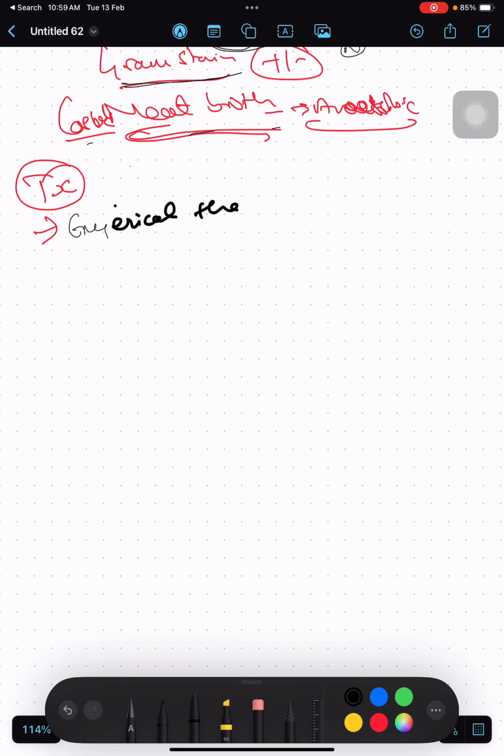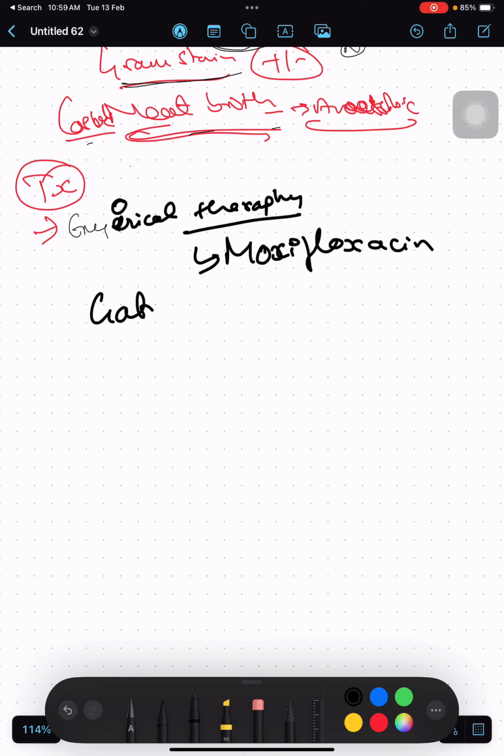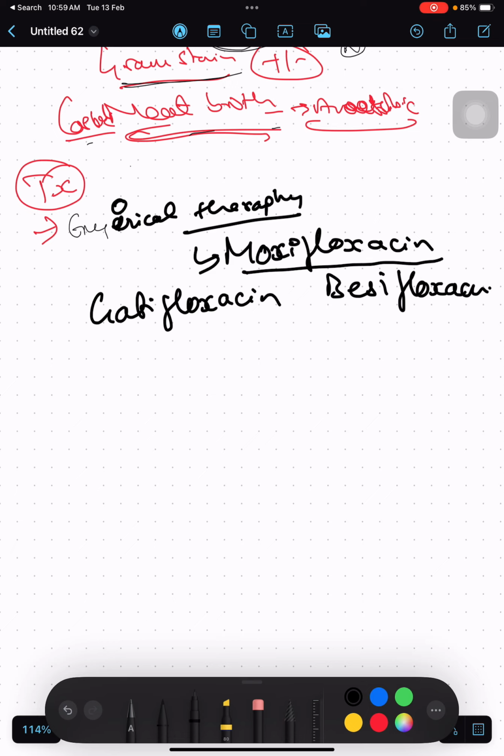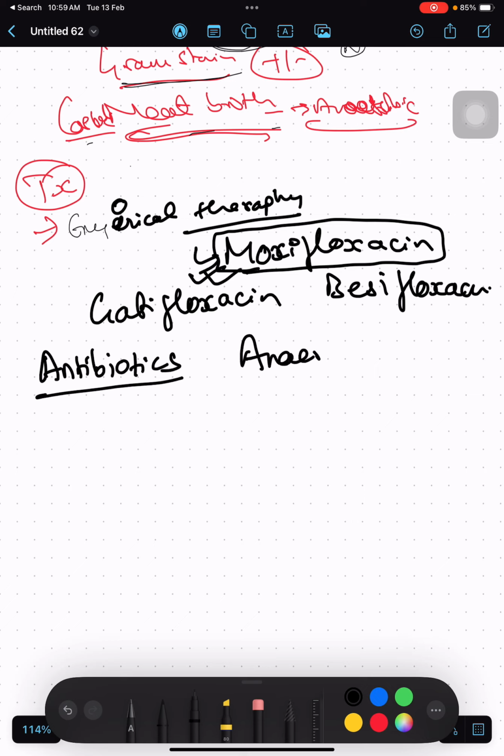In empirical therapy, the most common drug used is moxifloxacin. You can also use gatifloxacin, and also besifloxacin, but the most well deserved, very nice drug is moxifloxacin. And you can also use antibiotics according to the culture. So if anaerobes are there, you use antibiotics accordingly, maybe metronidazole.